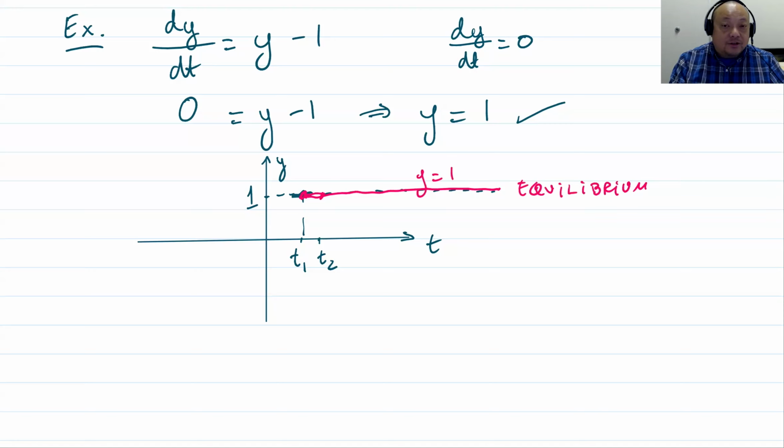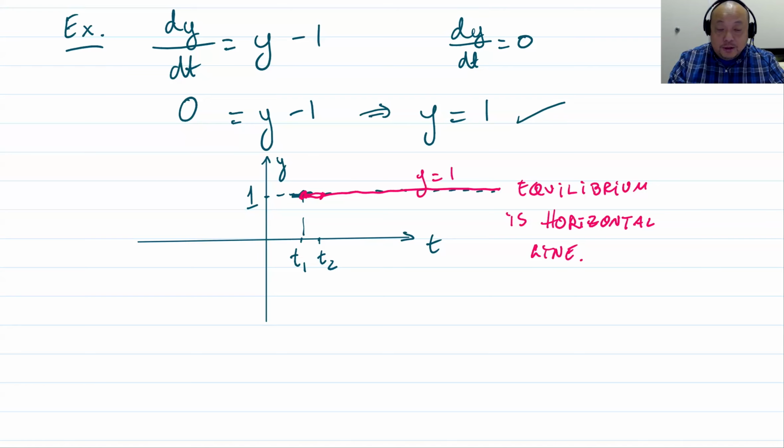And you can see that that's always true, right? Because an equilibrium solution is defined with dy/dt equals 0, and because dy/dt does not change with t, that means an equilibrium solution is a horizontal line. That means we can use the slope field to just find the equilibrium solutions. We just look for the horizontal lines.